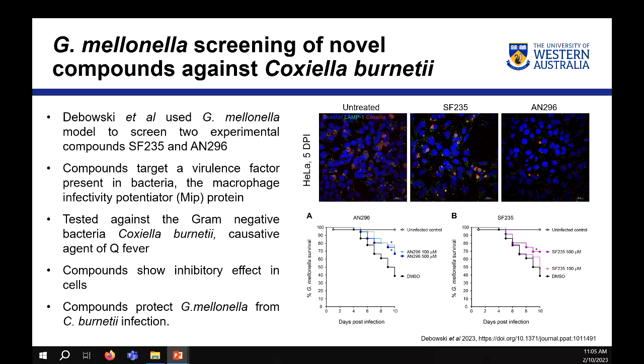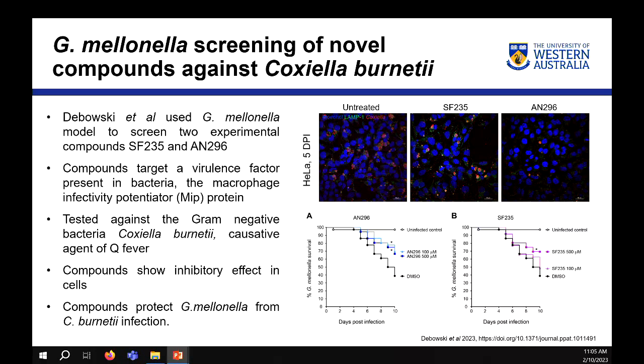And in cells, what you can see here, this is the untreated. In the pink is the Coxiella. They grow in vacuoles in the cell. Blue is the DNA. You can see that there's lots of pink, or it's meant to be red, but it comes out as pink because there's so much of it. There's lots of Coxiella, but with SF235, and particularly with AN296, you can see there's hardly any bacteria left. So these drugs look really quite nice.